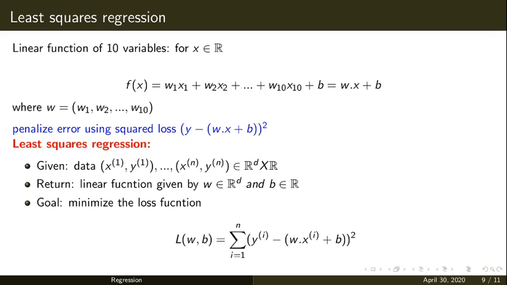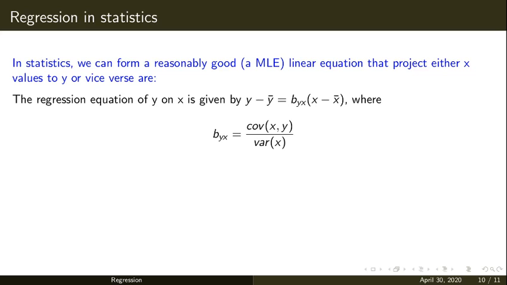Here also you can find that there is a nice closed form solution for w as well as b. Okay, next we will see the statistical interpretation of regression. In statistics, we can form a reasonably good linear equation by projecting x values to y or y values to x.